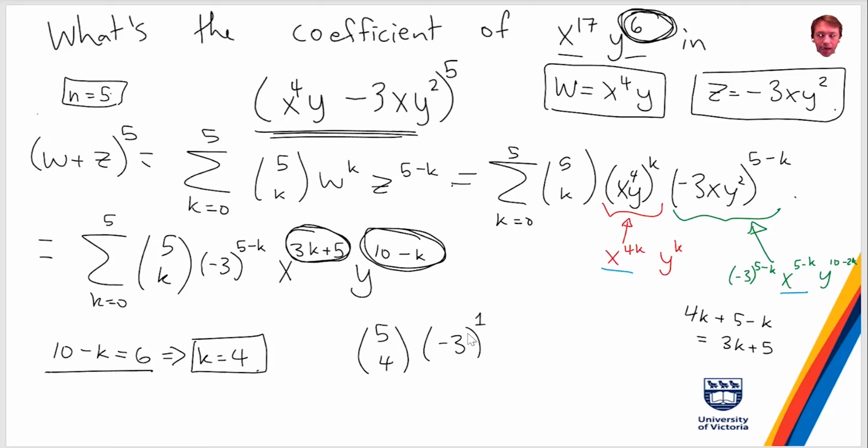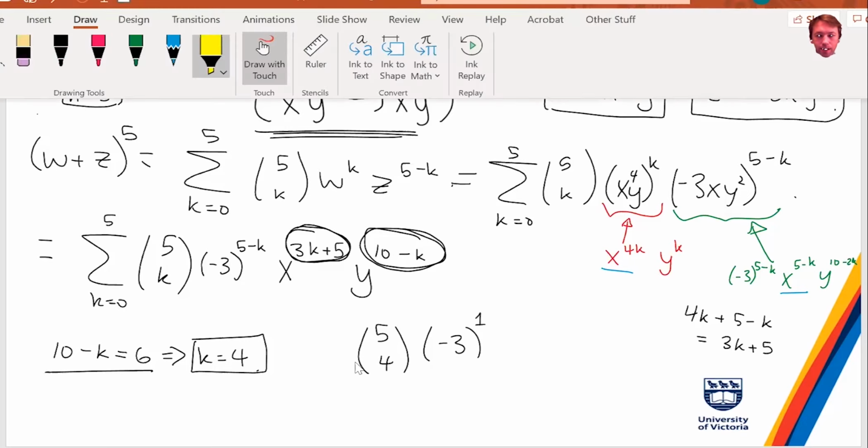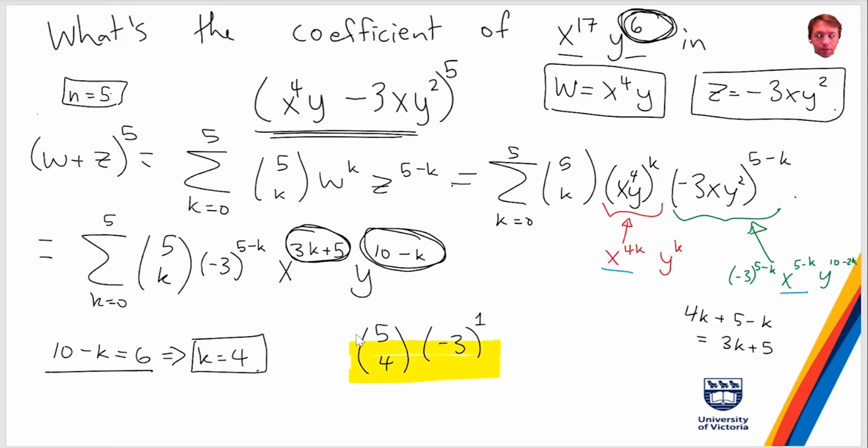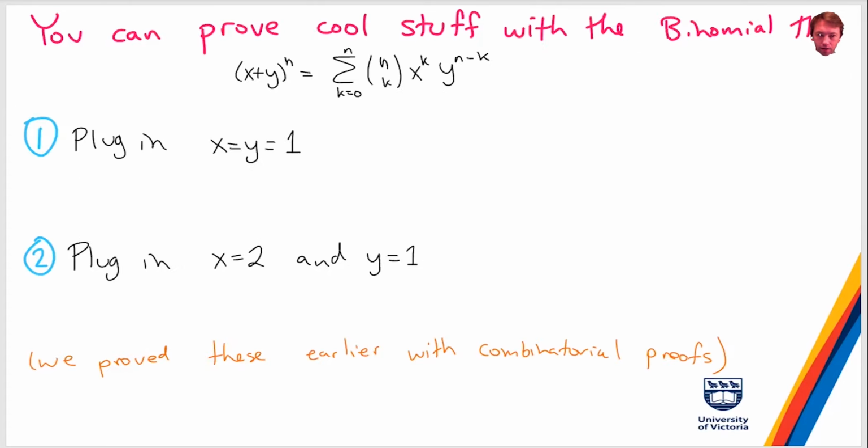So if I plug in k equals 4, what I get is the coefficient 5 choose 4, negative 3 to the 1. So that's my final answer. In other words, it's negative 15. Okay, this was a little bit more of an involved example. Is it clear? Are there any questions about this? These are the types of things I think appear on the assignments, so you should practice with these types of questions.